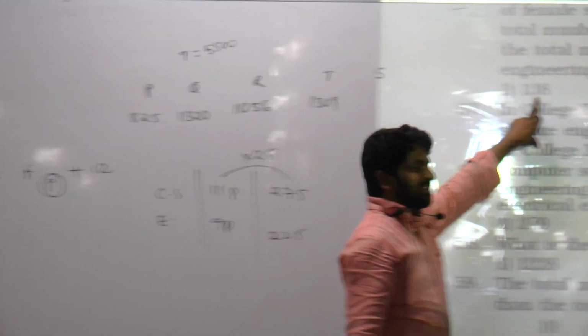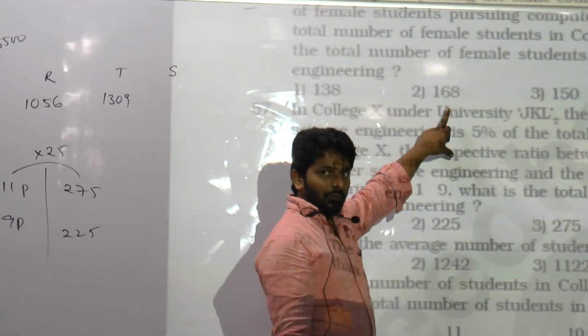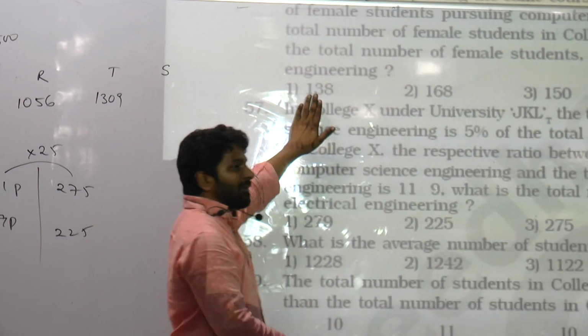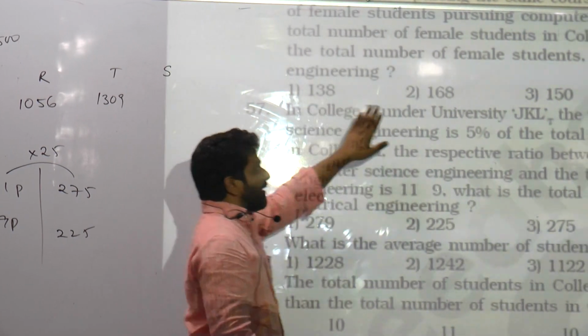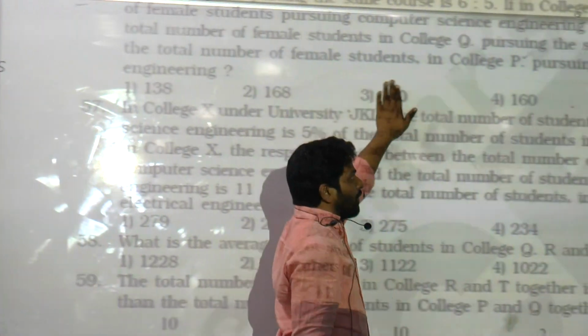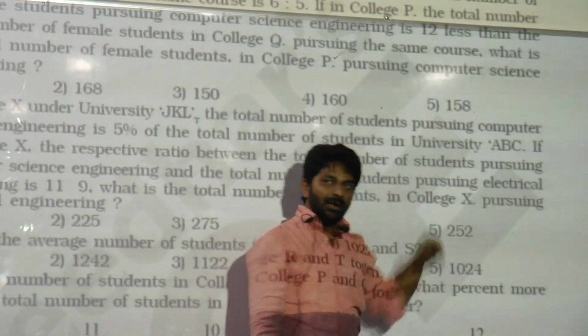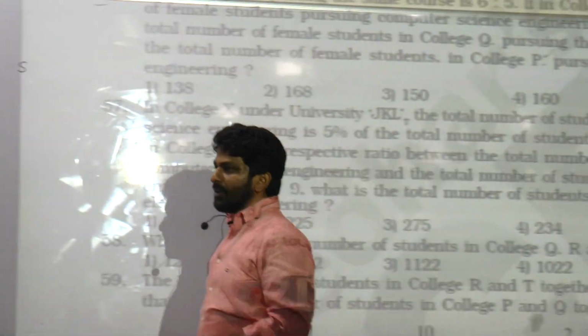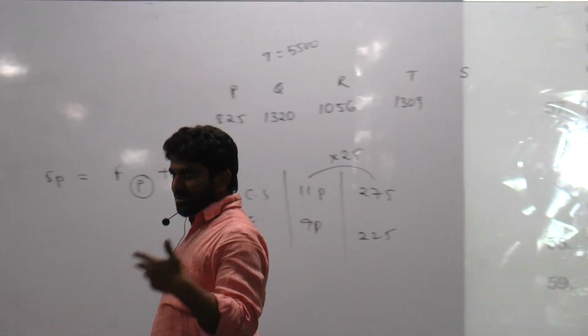138 plus 12, is it a multiple of 5? Yes. 138 plus 12 is a multiple of 5. This is also a multiple of 5. No. Add 12, multiple of 5. If you have only one answer, then we can skip it. But we have 3 options, so you are forced to do it.